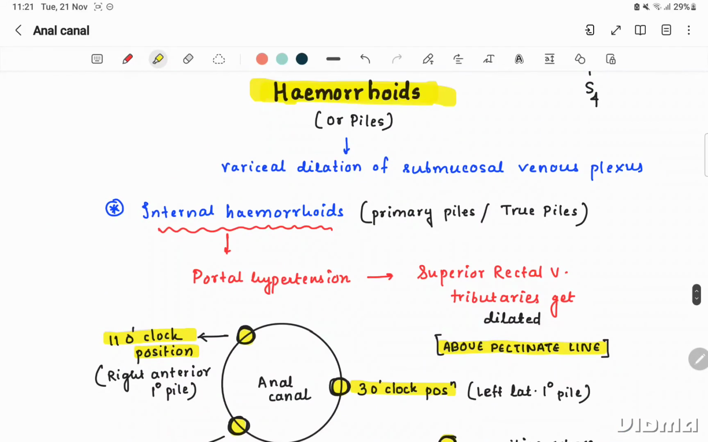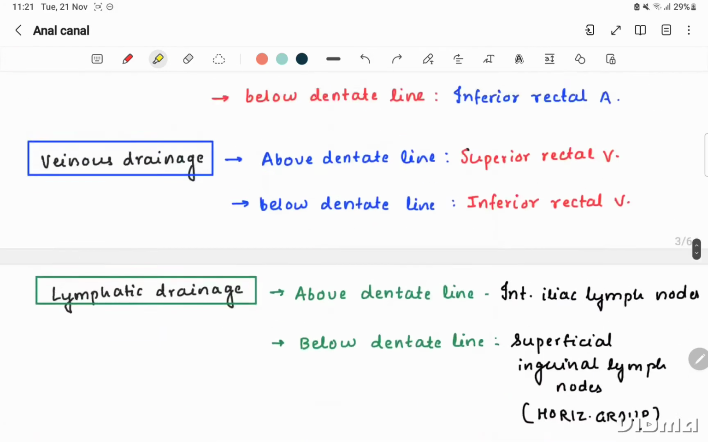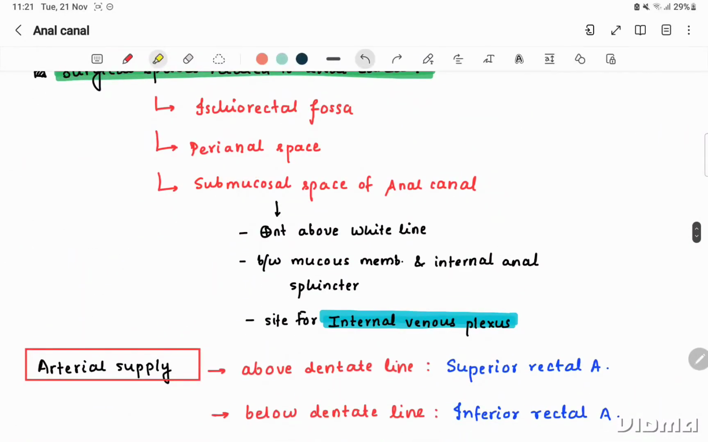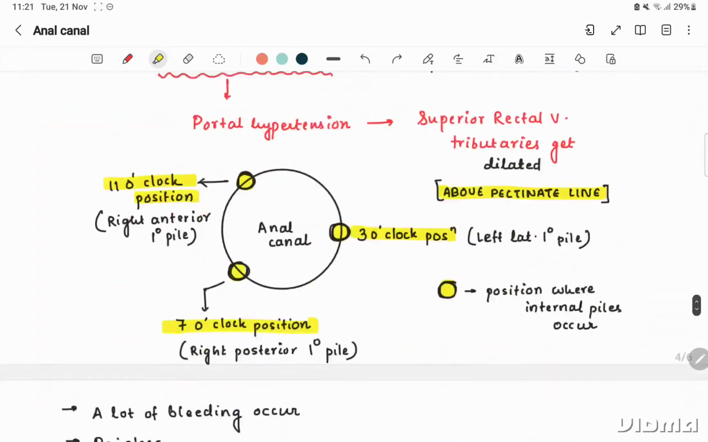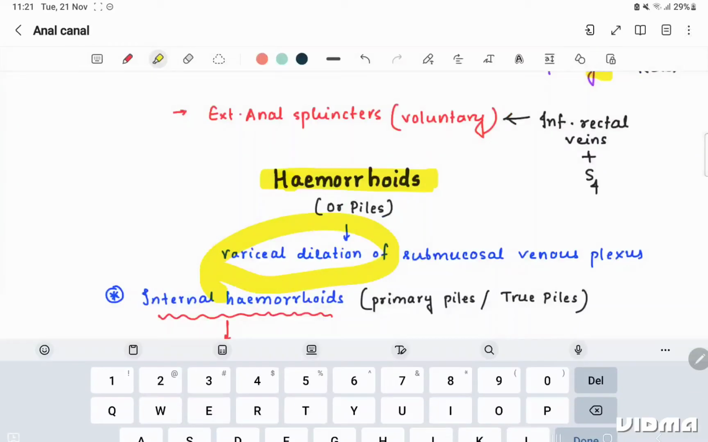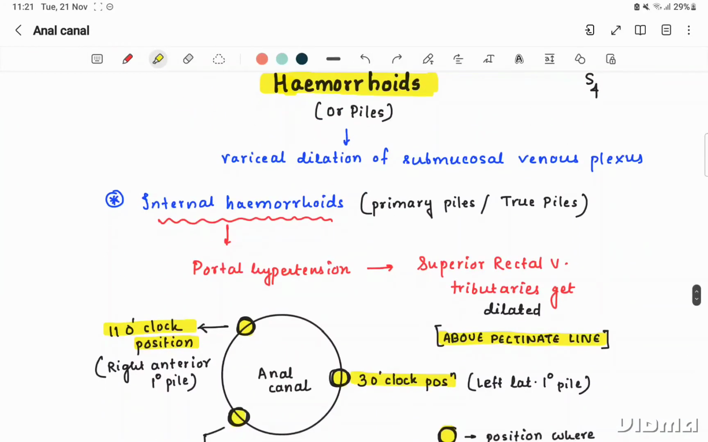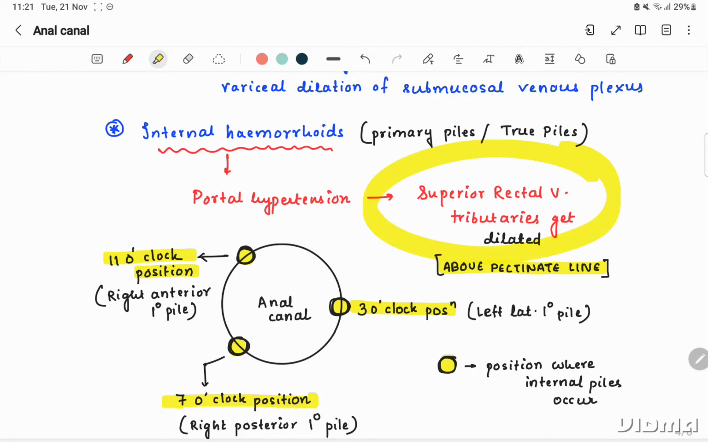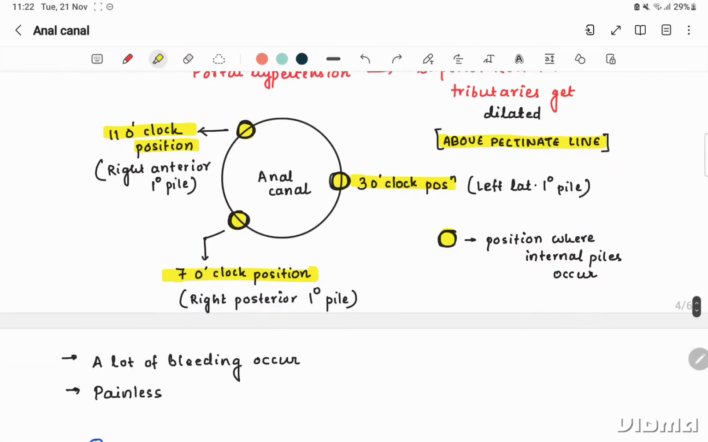Talking about what hemorrhoids are: hemorrhoids are piles. It is important. This is a variceal dilation of the submucosal venous plexus. In the anal canal we have the submucosal venous plexus, the site of the internal venous plexus. If there is a dilation of the submucosal venous plexus, there will be hemorrhoids or piles. It may be caused by portal hypertension. Internal hemorrhoids are the primary piles or true piles, where the superior rectal vein tributaries get dilated above the pectinate line.